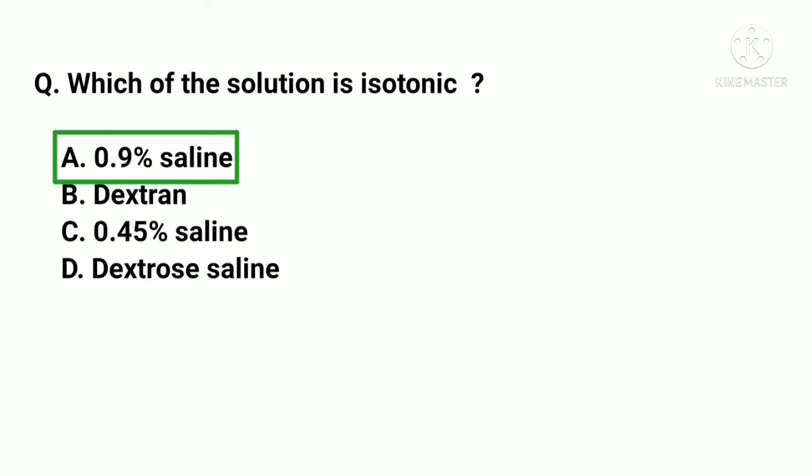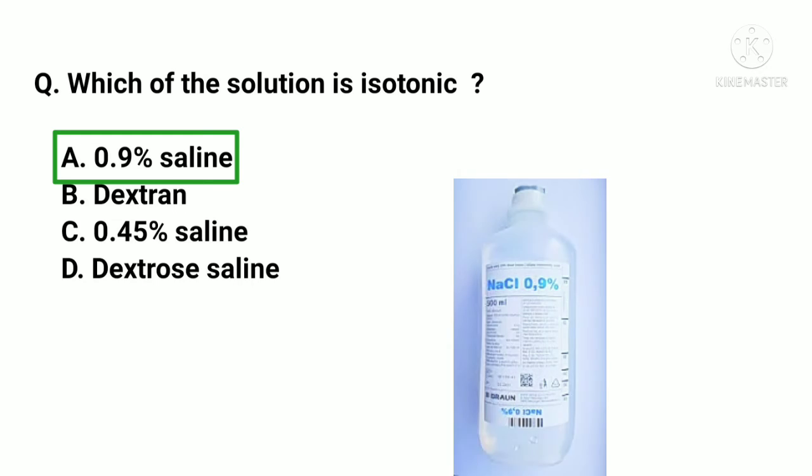A solution is isotonic when its effective concentration is the same as that of another solution. Some examples of isotonic solutions are 0.9% normal saline and lactated Ringer's.